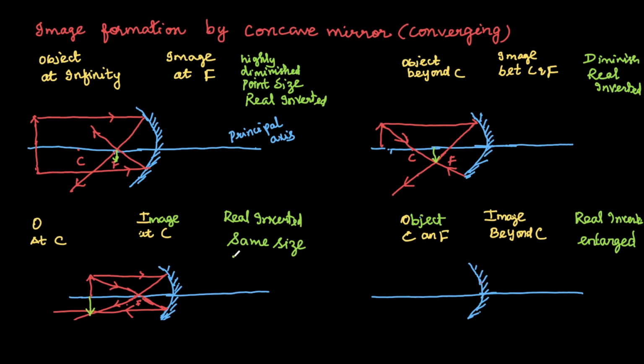The real inverted image is the same size. When the object is kept at C, the image is also formed at C. Real inverted image, the same size as the object.